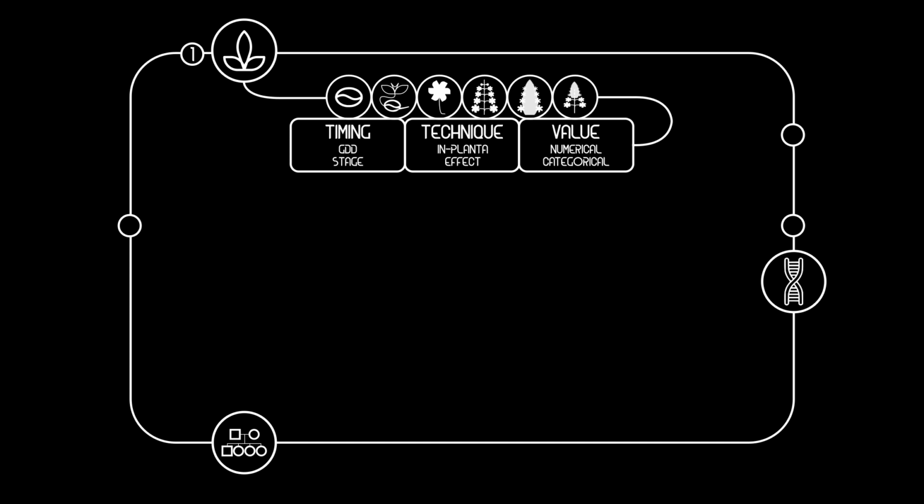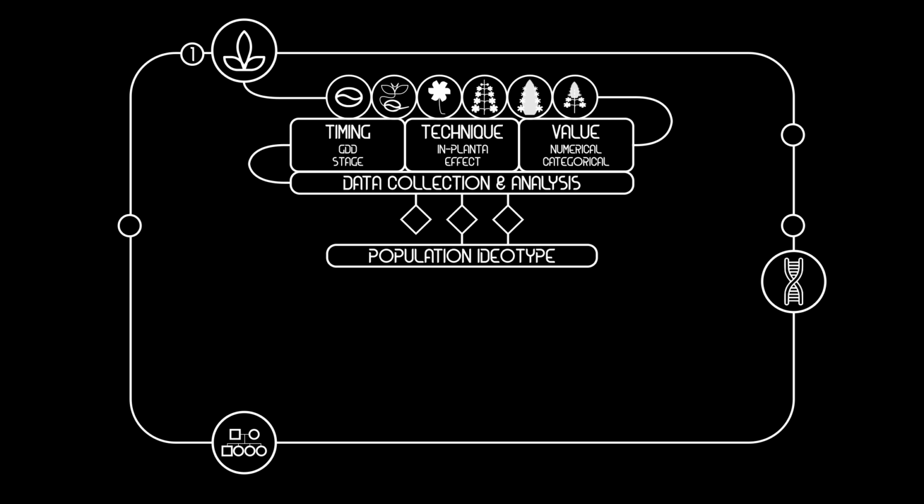The last aspect for our cultivation planning is to determine the type of value we have to measure. For example, if it is a numerical value or if it is a categorical value. Planning our timing, technique, and value is necessary to determine the resources we need to invest during the selection along the cultivation cycle. After data collection and analysis, we can identify three main actions we need to operate in order to compile the ideotype, so the ideal type of our improved population.